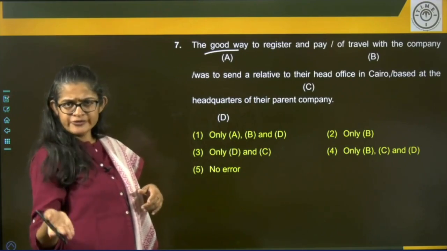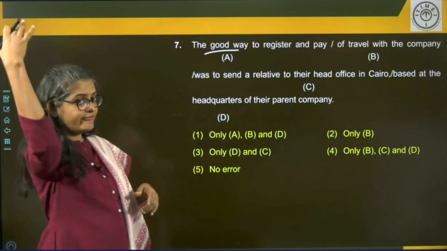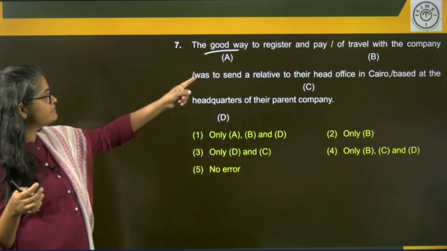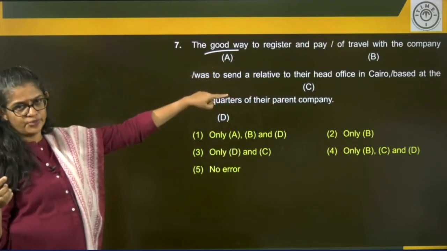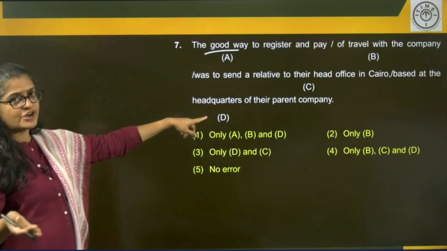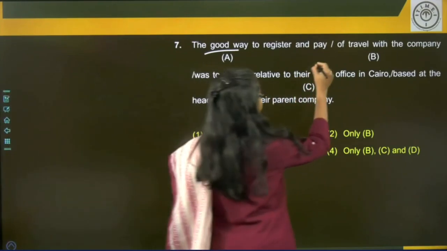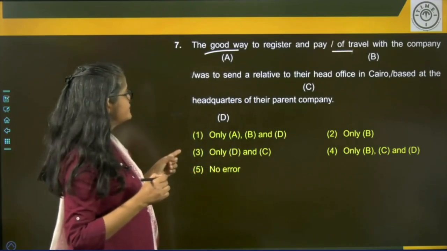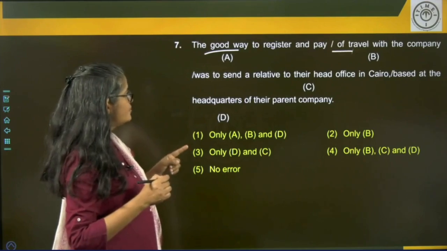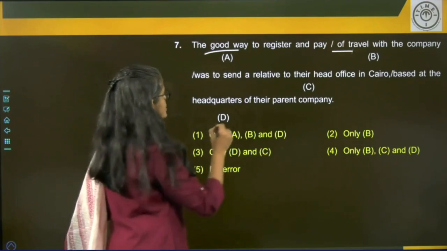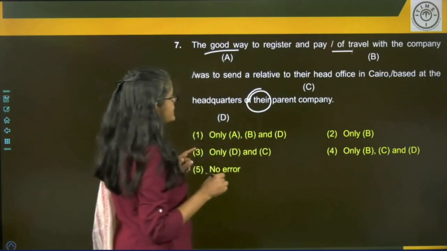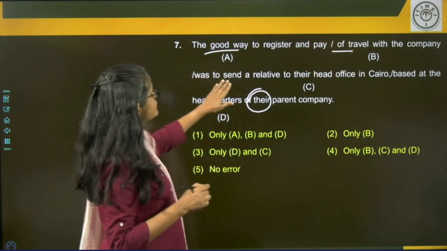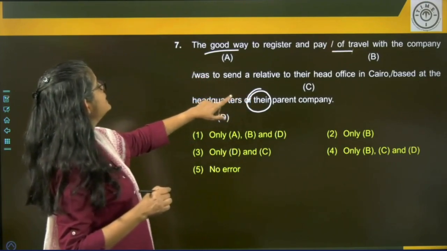Do you pay off something? Pay OFF, that is different. Pay off loans or debts, that is OFF. But pay off travel? No. Pay for travel, right? For travel with the company was to send a relative to the head office in Cairo based at the headquarters of their parent company. Whose parent company? Send a relative to their head office in Cairo.